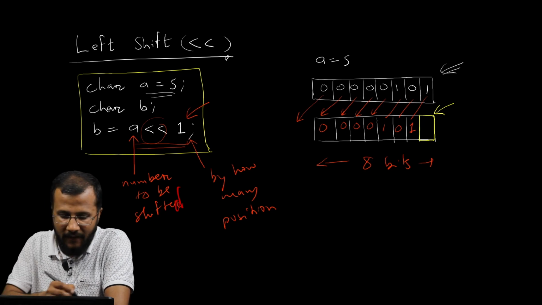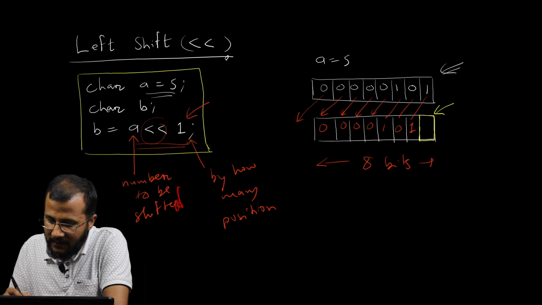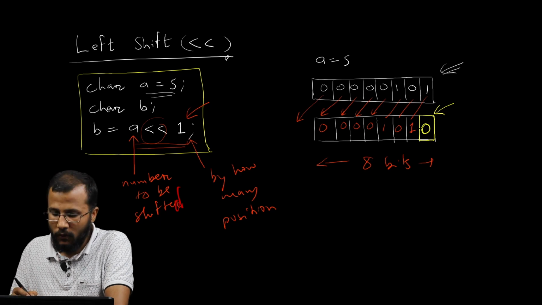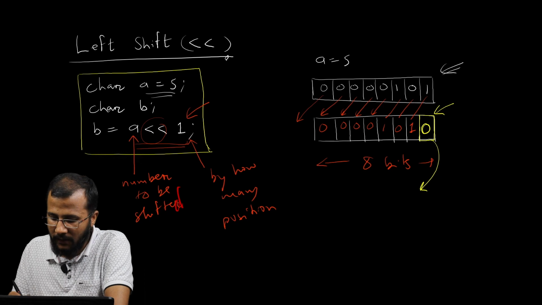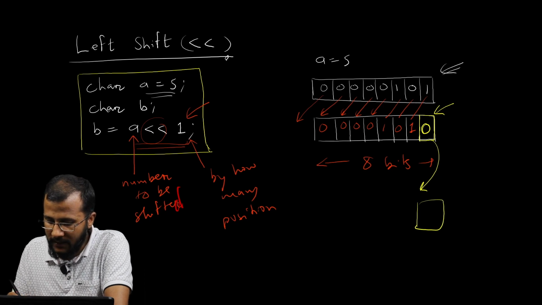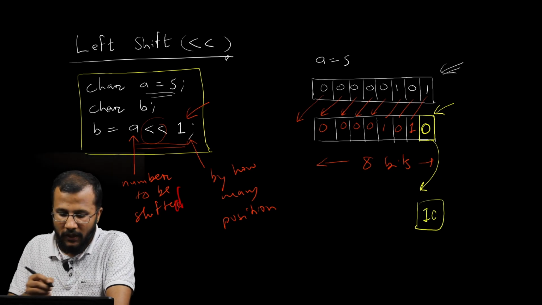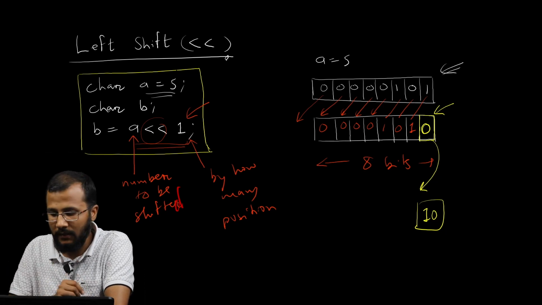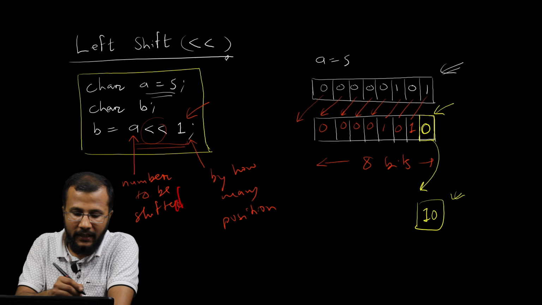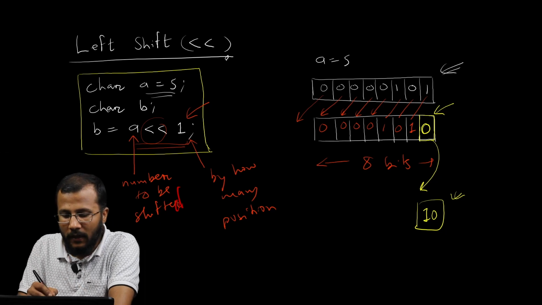So in this case you will have to append, or add, 0 here. Okay, so this is my final answer. And if you convert this to decimal, 1010 is 10, that is plus 10. So if you shift 5 towards the left by 1 position, you get the answer 10. Okay, so shifting left is also as good as multiplying by a power of 2.